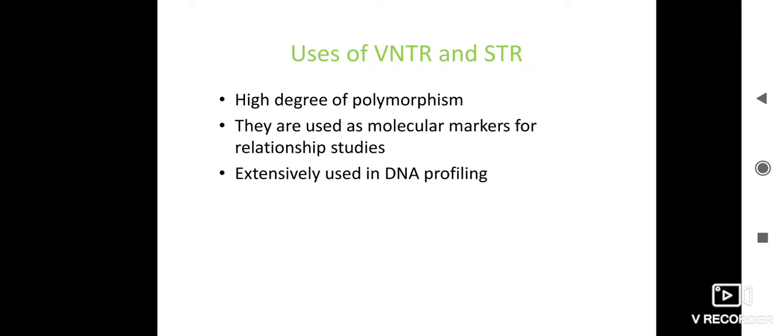Uses of VNTR and STR: high degree of polymorphism. They are used as molecular markers for relationship studies, and extensively used in DNA profiling.